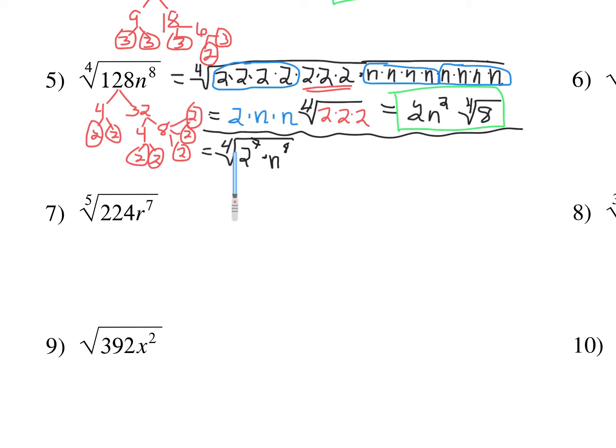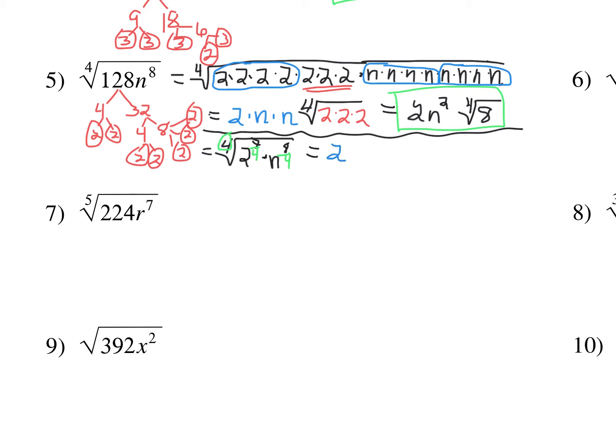So the shortcut would be to take your index and just divide it into each of these. So I'm going to take this index right here, and I'm going to divide 7 by 4 and divide 8 by 4. So the whole number that I can divide this by comes out in front. Since I can divide 4 into 7 one whole time, then I get 1 2 that comes out in front, just 1 2.